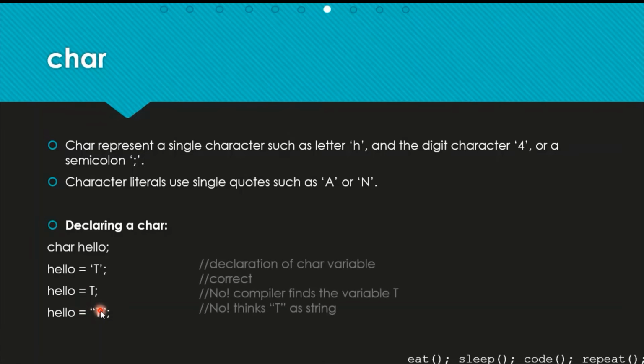So as you can see, first one is declaration. Okay, then second line is correct, then we have third line no, the compiler finds the variable t, and then no, it thinks it as a string. So this is what char was. This is very simple. One thing you need to remember, inside single quotations and only a character, not more than one character. Okay, that is important. This is what char is.